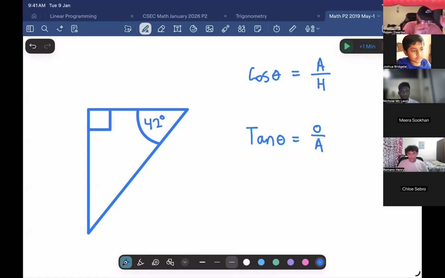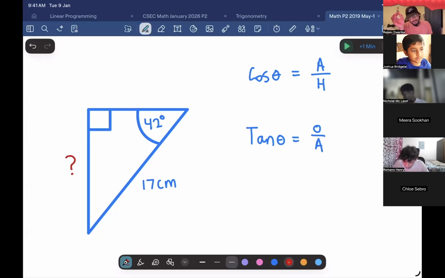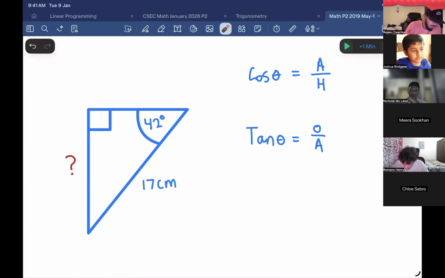All right, so Chloe, first of all, to use trig ratios, you must have a non-90-degree angle and you must have a length for a side. So let's just say I told you that this length was 17 centimeters and I asked you to find this length for me. Let me show you how you would do that. Chloe, first things first. What do you call the length opposite the right angle?